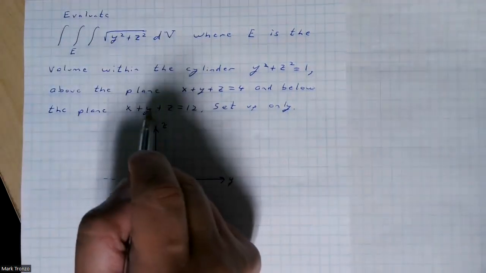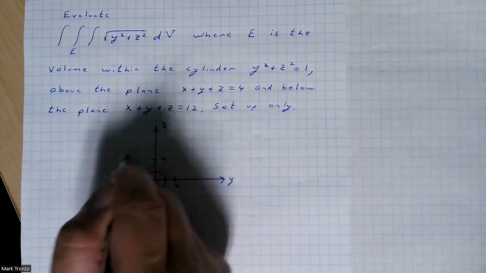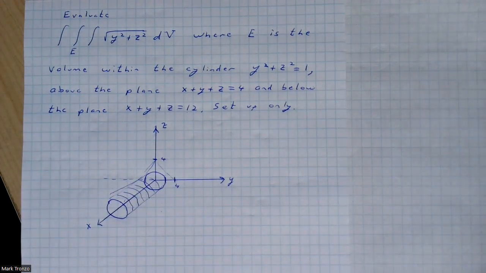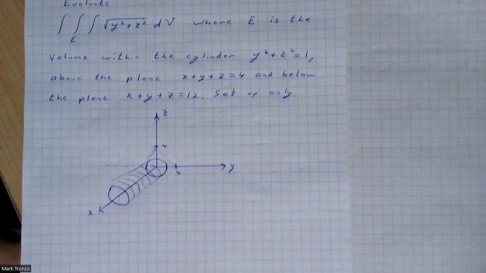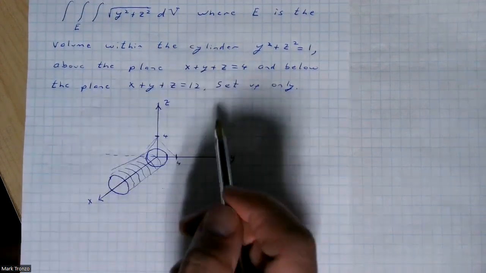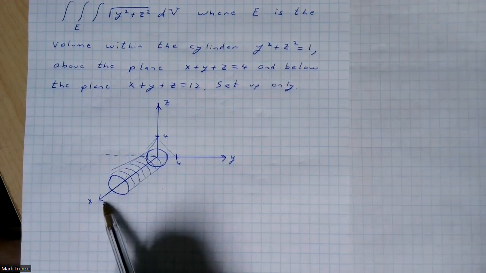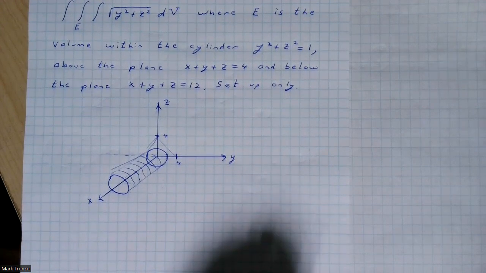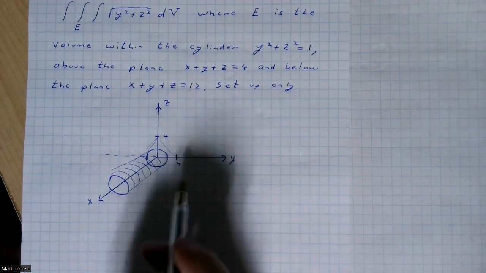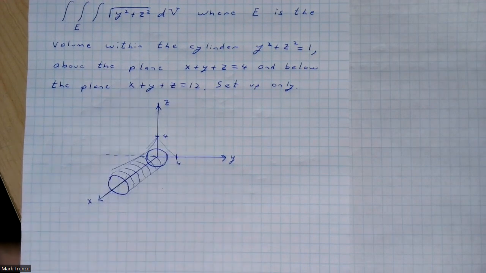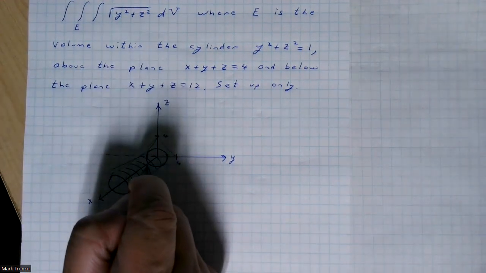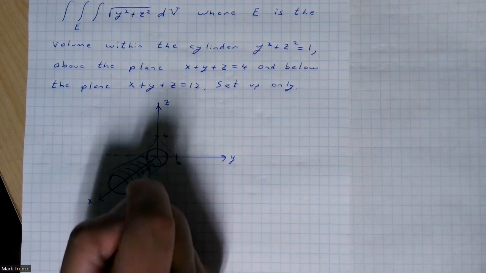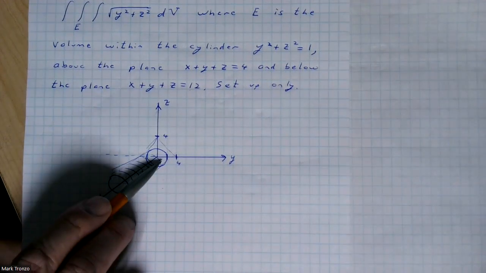Then the upper one is x plus y plus z is 12. So it's going to kind of come down up here somewhere. And once again, we don't really need to know much of the details. But once again, it looks like it's going to be natural to integrate in the x direction first. And so, once again, imagine yourself standing in the positive x direction. Your head is going to be pointed this way. Your feet are going to be this way.